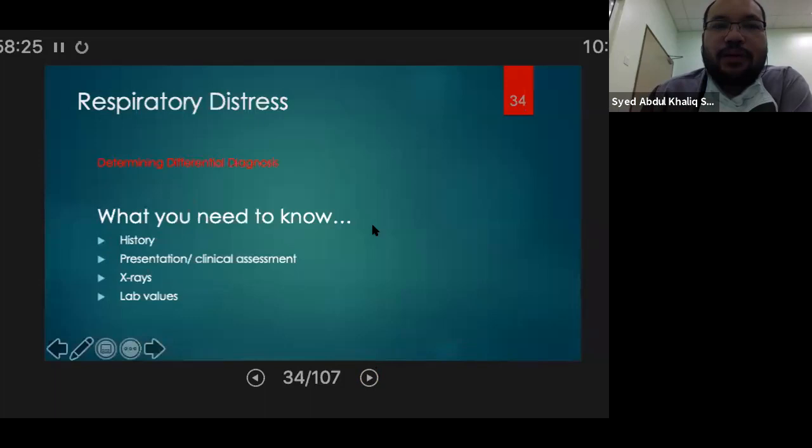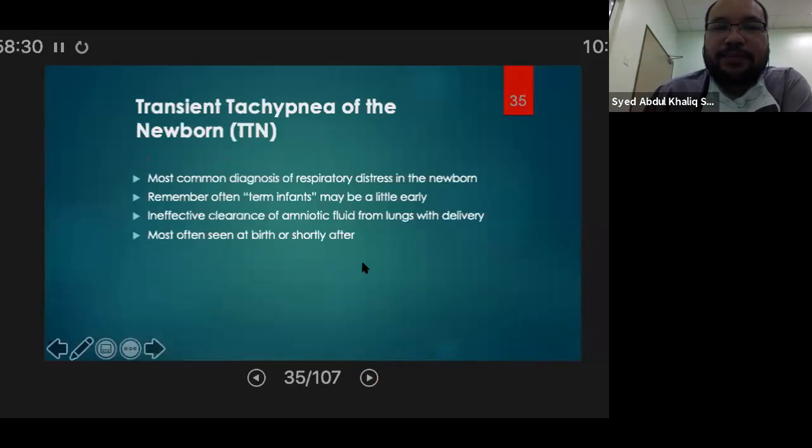Okay, we've discussed this. TTN, as mentioned before, is the commonest diagnosis of respiratory distress in the newborn. So usually, transient tachypnea of newborn is because of the ineffective clearance of amniotic fluid from the lung with delivery, usually within 4 hours saja. It shouldn't go beyond 4 hours. Kalau dia beyond 4 hours ni, most likely it's not transient tachypnea of newborn.